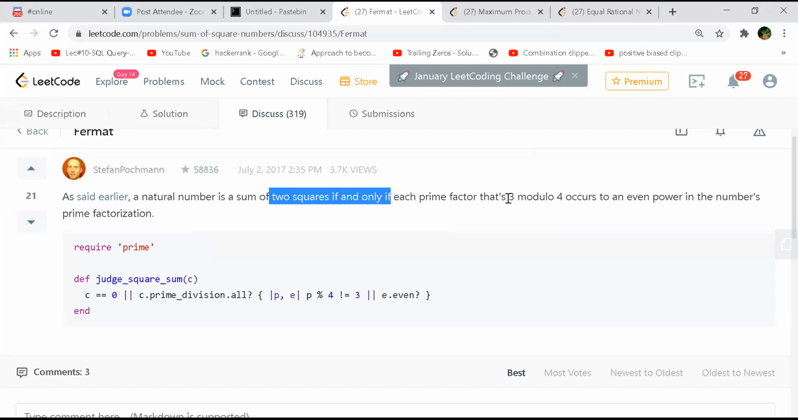It's mathematical, you have to go through it. This is what Fermat's theorem is, right? Primes that are 3 mod 4 must occur to an even power when you do the prime factorization of a number. If that holds, then it can be expressed as a sum of two squares. Yeah, this is that equation: P mod 4 not equal to 3.